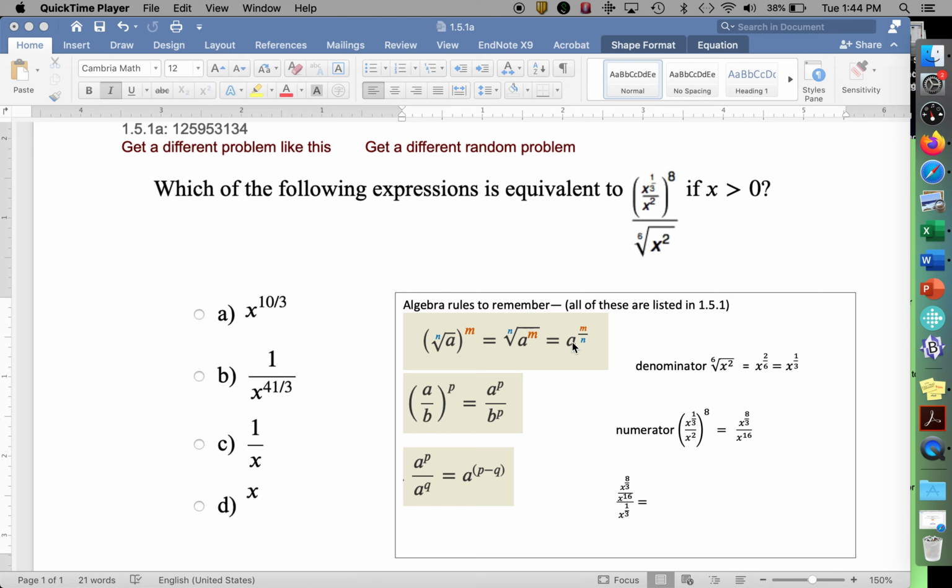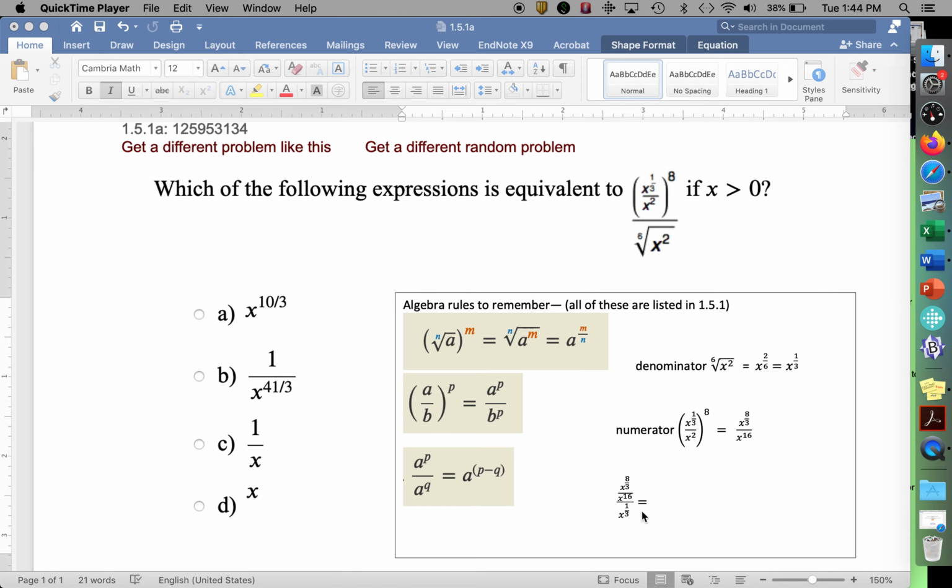Alright, the second rule that I wrote down, a over b, to the p. This was another rule that was listed in 1.5.1. I can distribute that power, the p, to the top and the bottom, so that's a to the p over b to the p. And I'm going to do that with our numerator in our problem. We have x to the 1/3 over x squared, quantity to the 8th power. So I'm going to distribute that 8 to the top, making that x to the 8/3, and to the bottom, making that x to the 16.